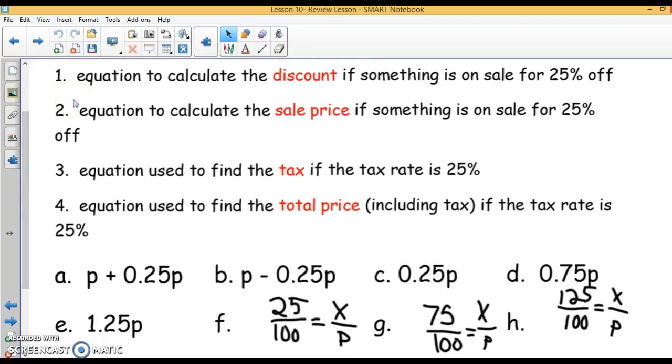There's all the equations. Read the situation. Pick the equations that would work. Pause the video right now and work on this.